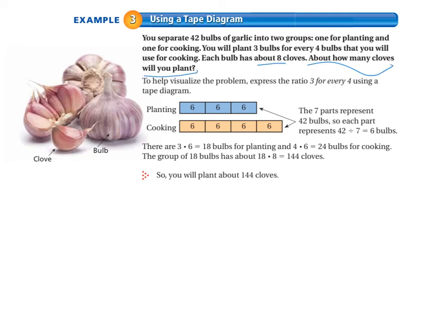It says that each clove is part of the planting. So what we have to do is we have to take those 18 parts that we found from the total number of garlic, and we're going to take it times about 8 because there's 8 cloves in each piece of garlic. And we get 18 times 8 is 144. This one's a fairly complex problem. I don't really foresee you having too many that are like this, so don't stress out too much over this one.